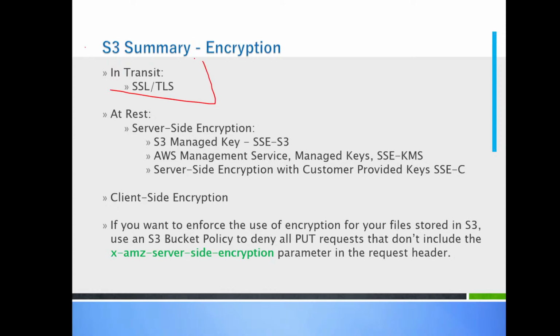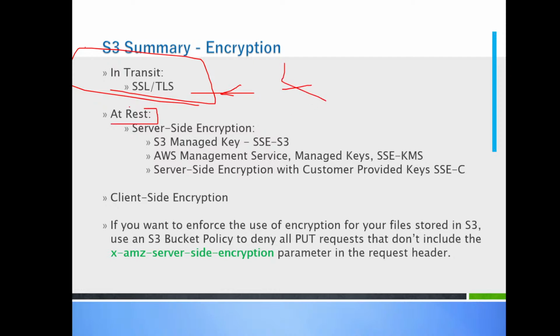Encryption in transit: basically if you are moving your data from on-premise to cloud or cloud to on-premise, it should be secure. That is called in transit. Amazon is using HTTPS protocol which comes with SSL and TLS certificate, so they are highly secure.